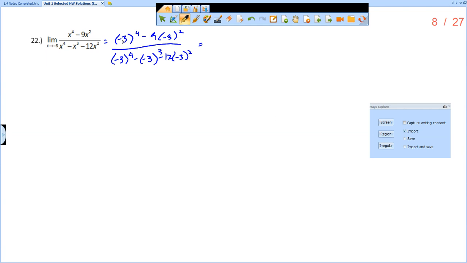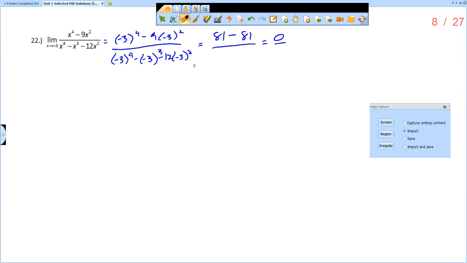All right, so negative 3 to the fourth, okay, so 3 times 3 times 3 times 3, so 3 times 3, 9, times 3, 27, times 3, 81. So this would be a positive 81, right? Because it's negative to the fourth. All right. So then I have minus 9 times 3 squared. So 9 times 9 is 81. So 81 minus 81, of course, 0, right?